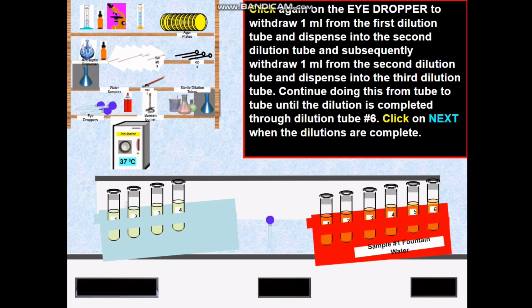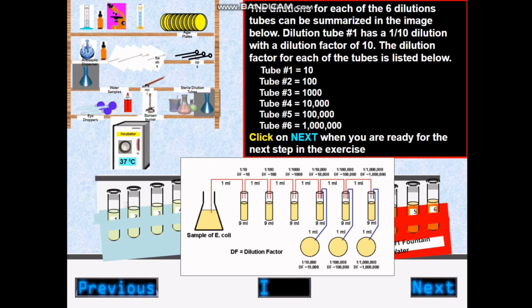We will click again on the eyedropper to withdraw 1 ml from the first dilution tube and dispense it into the second dilution tube, and subsequently withdraw 1 ml from the second and dispense it into the third. We will continue this from tube to tube until the dilution is completed through dilution tube 6. Next, the dilution for each of the 6 tubes can be summarized in the image below. Dilution tube 1 has a 1/10 dilution with a dilution factor of 10. The dilution factor for each tube is listed below.